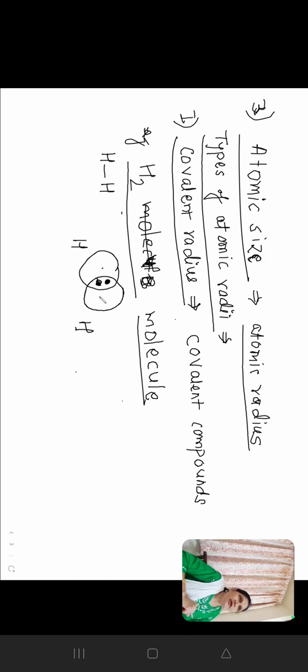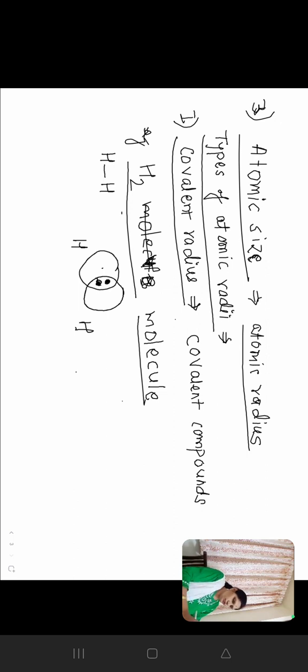But if any atom completes its duplet or octet, then only it becomes stable. So when hydrogen forms a hydrogen molecule, then only there is stability for the hydrogen. H2 molecule is stable. So both hydrogen atoms share one electron, and therefore covalent bond is formed. And therefore this is the structure of H2 molecule.